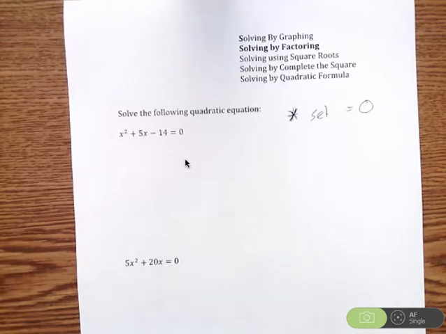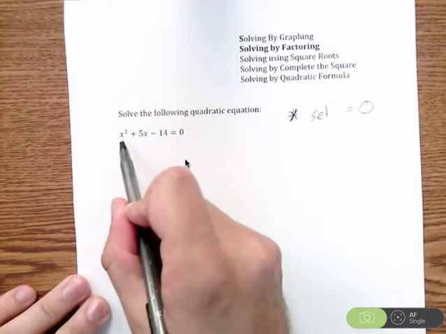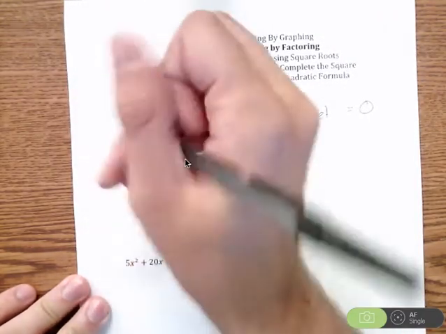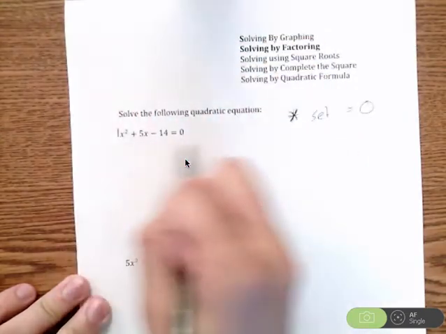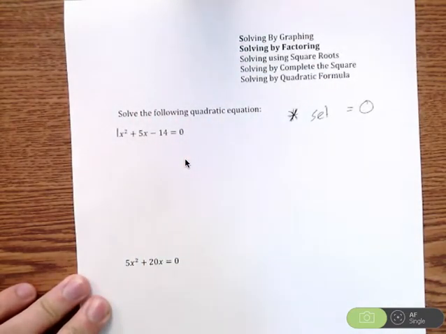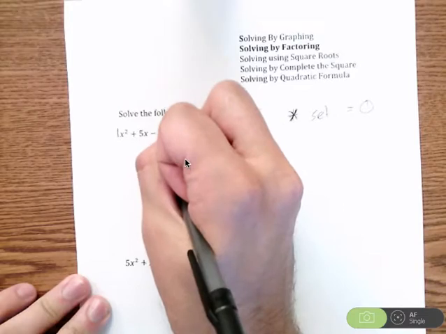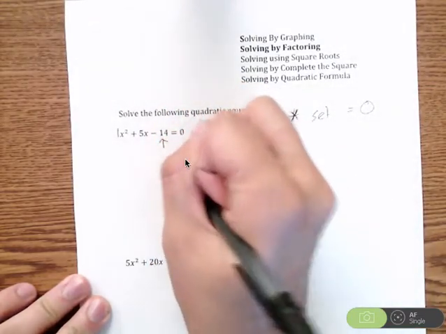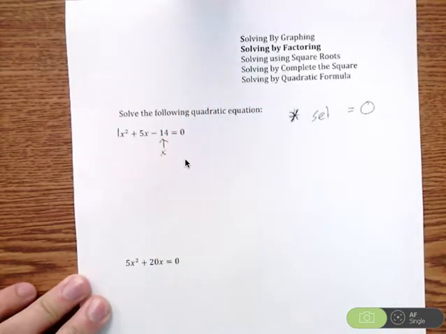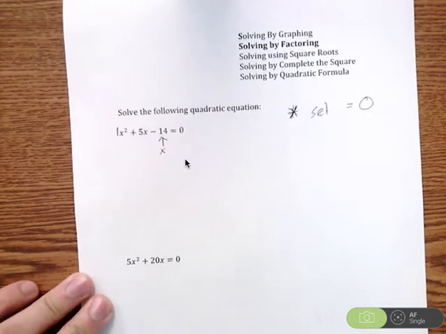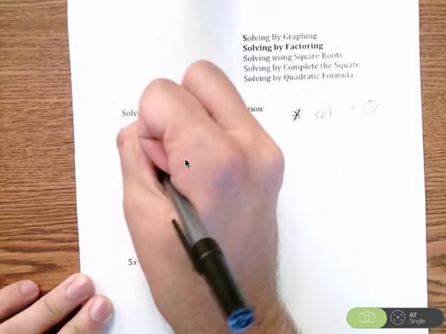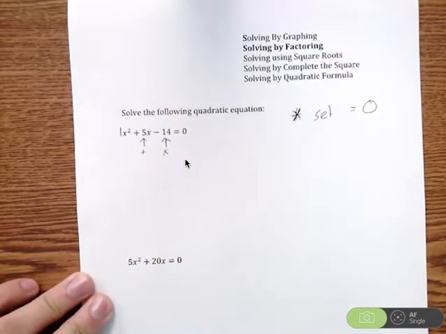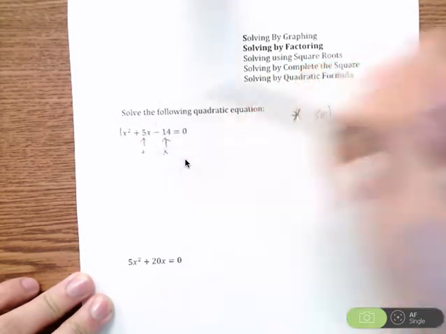This one works out pretty nicely because it can be easily factored. We have a leading coefficient of 1. So when you're factoring this, we're going to look for two numbers that, if you multiply them together, you get negative 14, but we also need those same two numbers to add together to get positive 5. So we're looking for two numbers that multiply to negative 14 and add to 5.